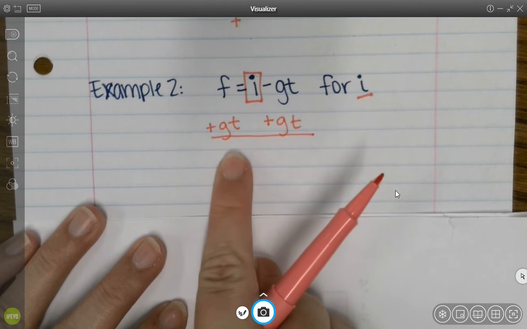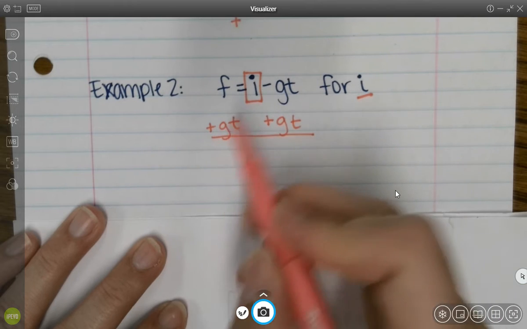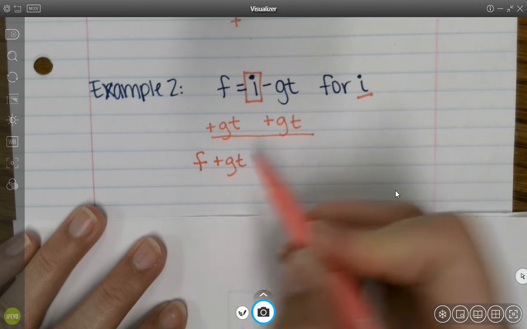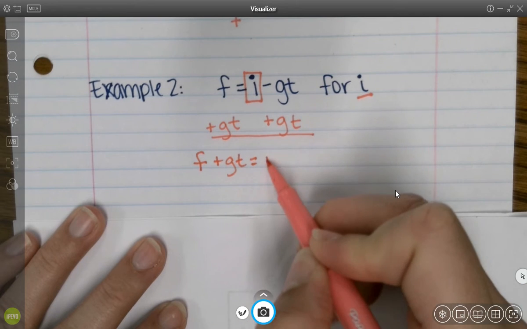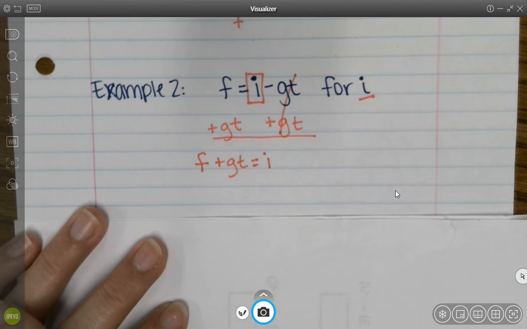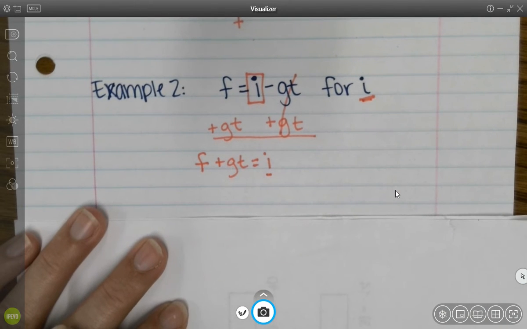Now f cannot combine with gt, so we're going to write this whole side by itself in a line. So f plus gt equals I, and then these would cancel out to 0. So I'm done because I is by itself.